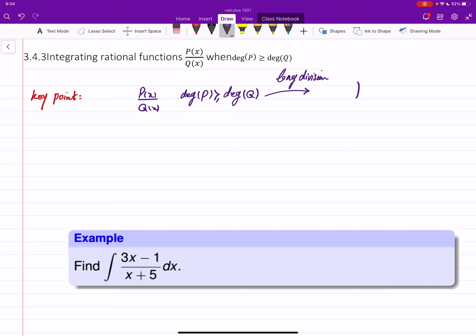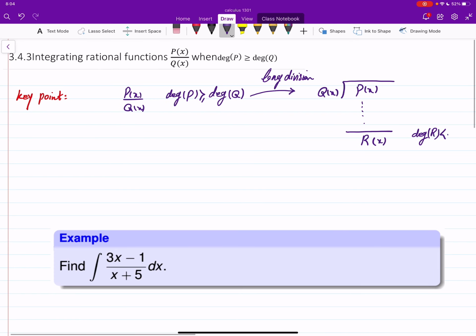What we do is this. I have P, I put it here, then I have Q, I put it here, and then I start doing long division. Long division goes up to the point where the degree of what we call the remainder is going to be less than the degree of Q. So the degree of the remainder is always less than the degree of Q. And while you're doing this, you get a quotient.